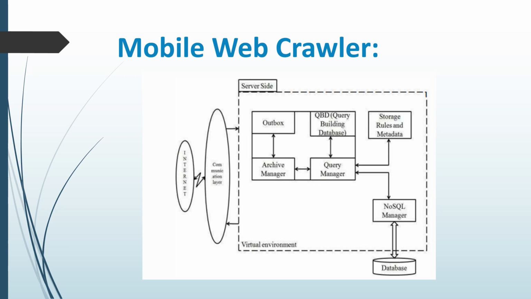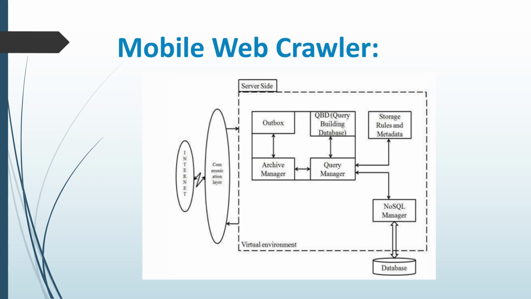The next is storage rules and metadata. Storage rules and metadata hold knowledge of the internal structure, schema, and constraints of the database that can help to construct an effective query. After the query is generated, it is sent to the NoSQL Manager. For NoSQL Manager, the data at the local server is accessible easily and directly, so it searches and obtains the results. The next it goes to Archive Manager.